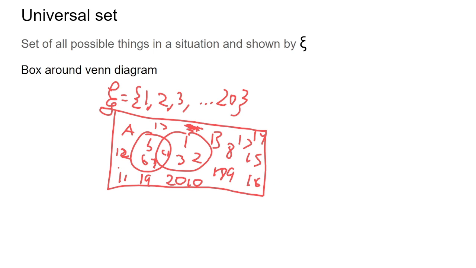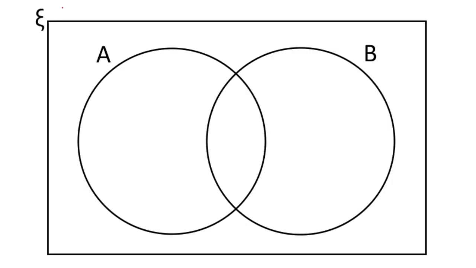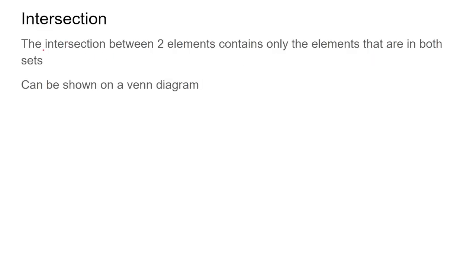So, yeah. See here, it's the same thing I just drew. Universal set, set A, set B. Okay, intersection. The intersection between two sets contains only the elements that are in both sets. This can be shown in the Venn diagram.